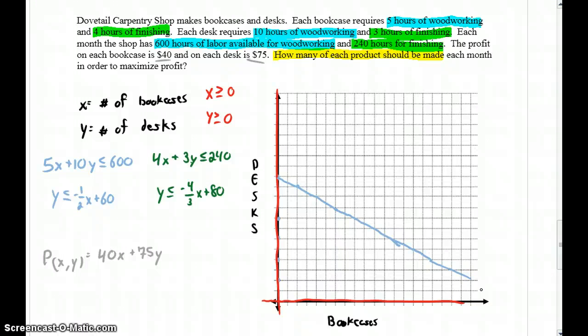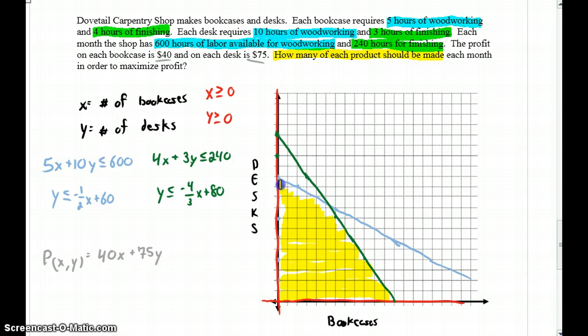Now, the next part is the up 80. So there's 60, 70, 80, and it's going down 4/3. Down 4/3, down 4/3. Here's my two constraints. I can plug in points to see where it works, or I can look at the fact that it's strictly less than in all of these cases and know that this is my feasible region.